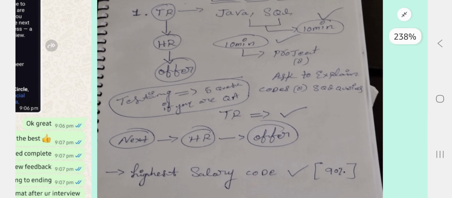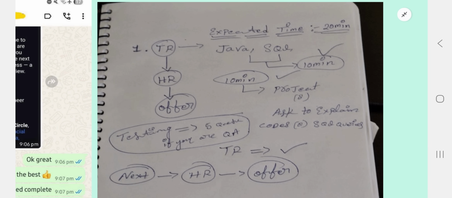Okay, so that's why I planned this step-by-step process. For the technical interview, you have to engage for 20 minutes. If you engage the interviewer for the 20 minutes, you will definitely clear the technical interview.